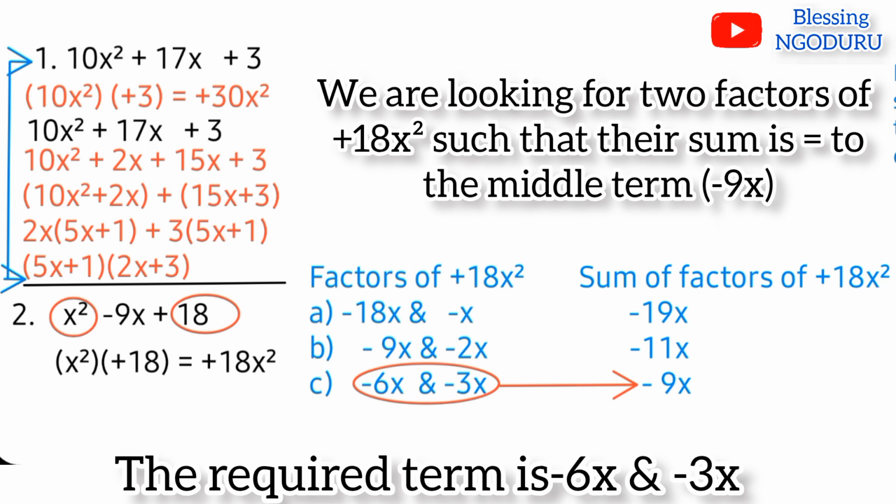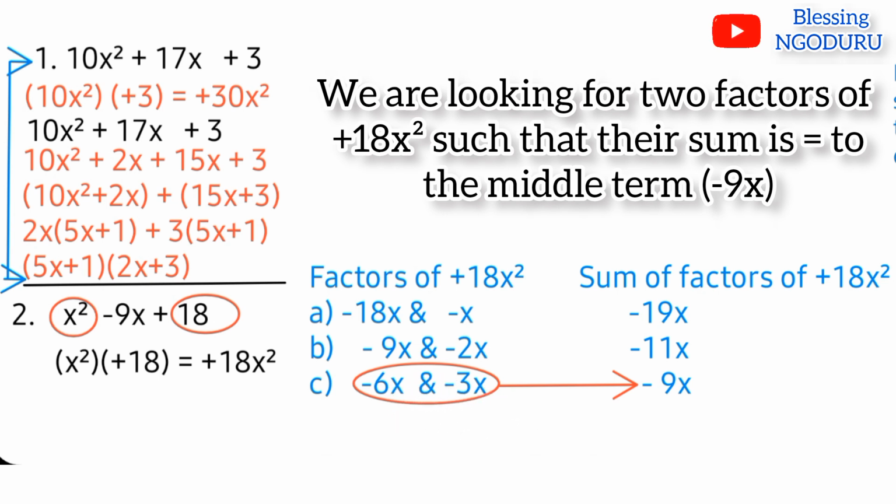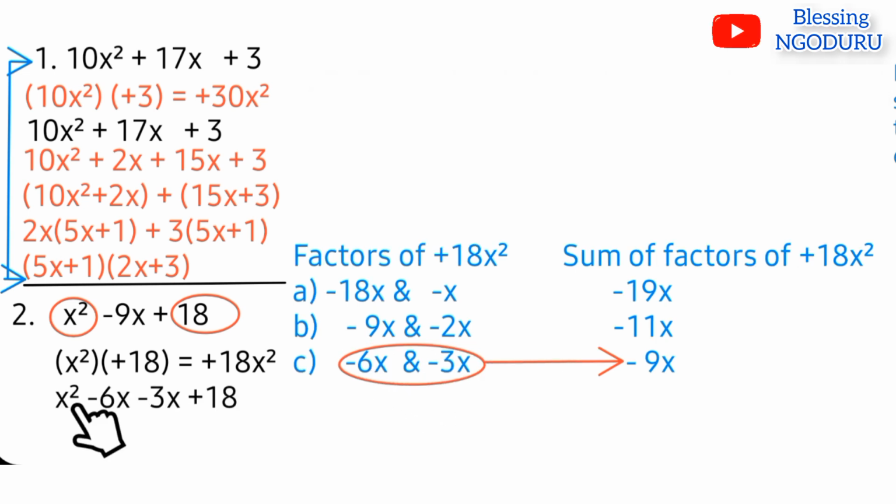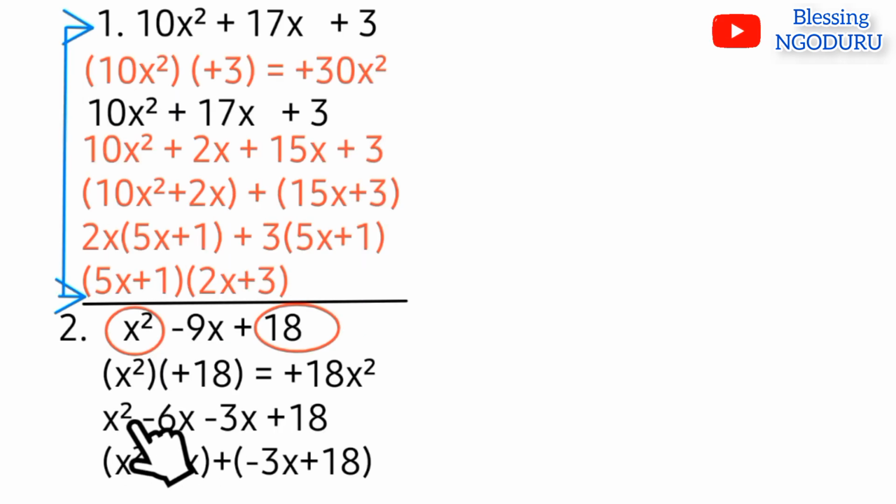So the required terms are minus 6x and minus 3x. Now let's factor this into the equation: minus 6x minus 3x plus 18. Bringing two terms together, we have x squared minus 6x plus minus 3x plus 18.